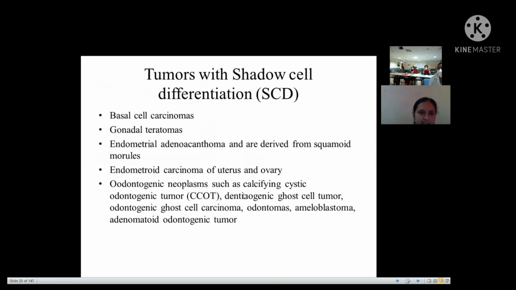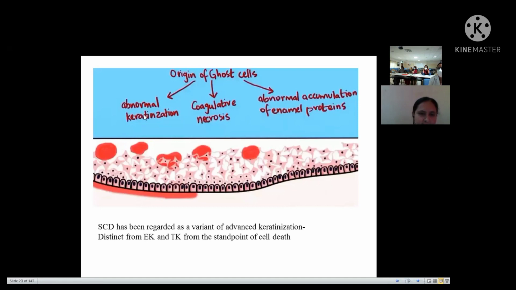There are a lot of theories regarding the formation of these shadow cells. Some authors believe they are a kind of advanced or abnormal keratinization, and some believe they are because of apoptosis or proteins which lead to this. But the one common thing noticed in all these tumors is beta-catenin mutation, which is probably the molecular mechanism contributing to the pathogenesis in these tumors.